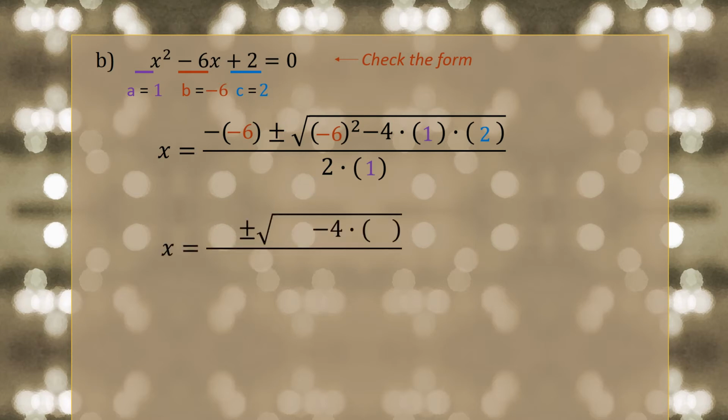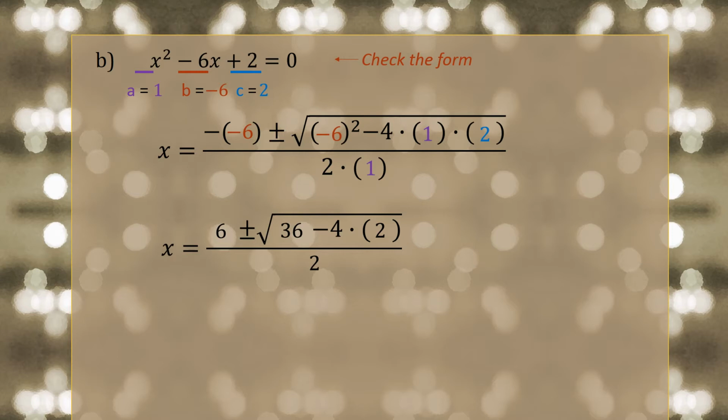In front, we read that as the opposite of negative 6, and we know the opposite of negative 6 is a positive 6. Next, we have negative 6 squared, which means negative 6 times negative 6, which of course gives us positive 36. And then still under the radical, 1 times 2 is 2. In the denominator, 2 times 1 is 2. So now we have operations happening under the radical. You want to simplify that first.